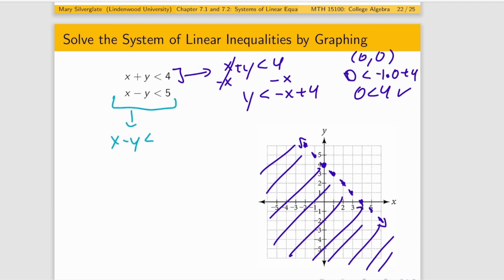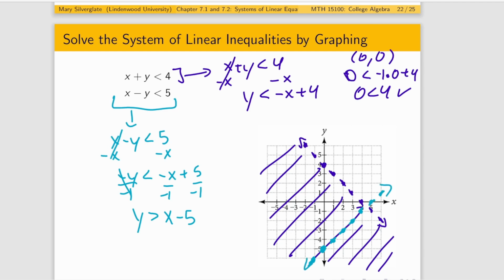x minus y is less than 5. I want to subtract x from both sides because my goal is to get y by itself. And then when I divide by -1, what do I have to remember to do? Flip the inequality. So we start at -5, and then we're moving up 1, right 1, up 1, right 1, and down 1, left 1 in the other direction. Why am I also going to dot this line? Because it is a strictly greater than sign, there is no or equal to.